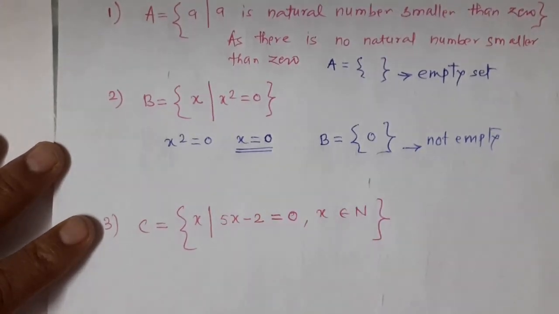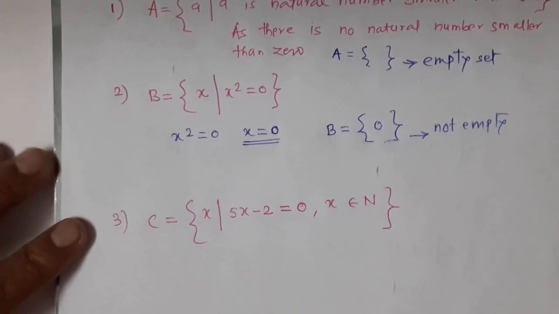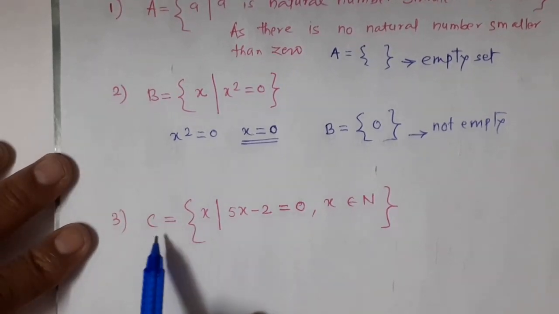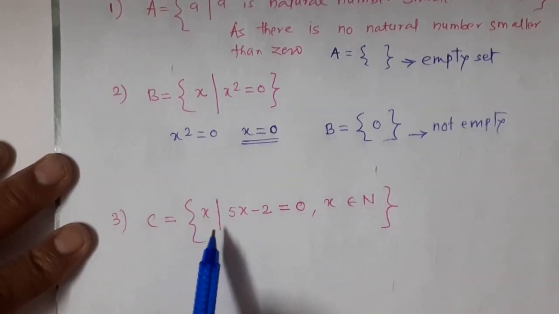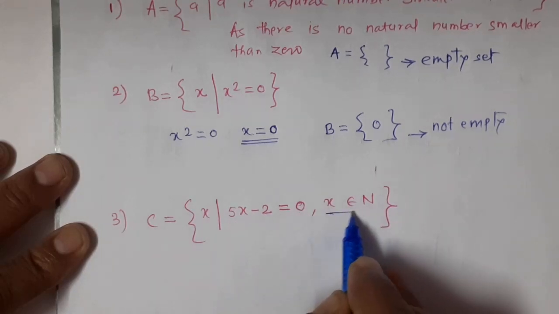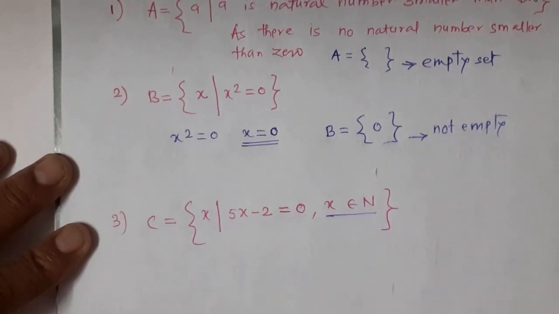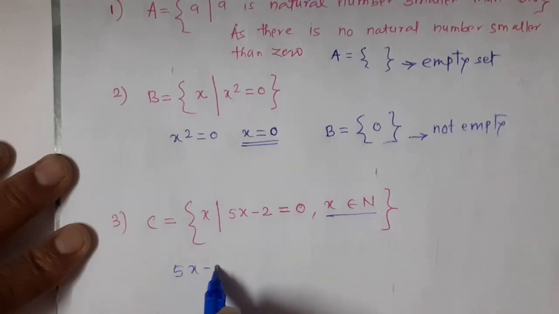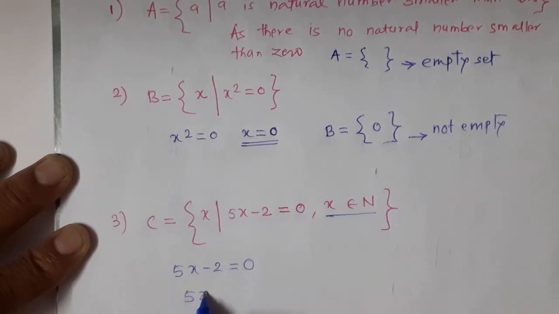Okay, then the third example, that is C is equal to the set of all x where 5x minus 2 is equal to 0, but here the condition is x belongs to natural numbers. So I am writing this as 5x minus 2 is equal to 0. So 5x is equal to 2.